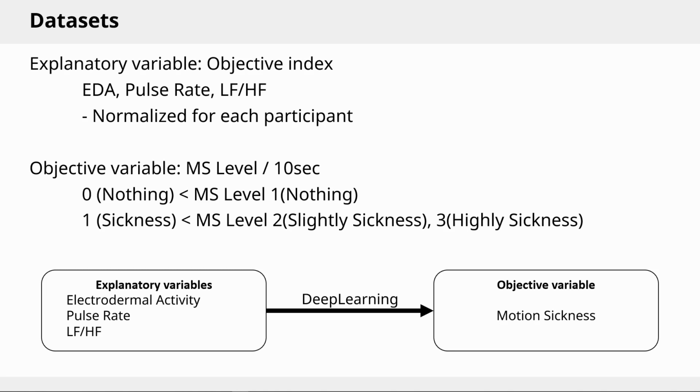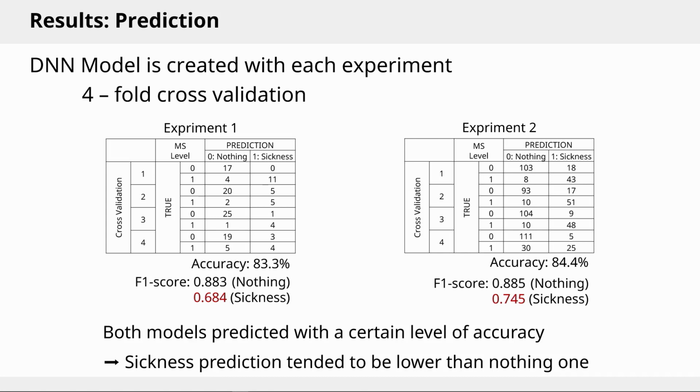When predicting motion sickness, as there were few cases of level 3, we set it to 0 and 1. So we set motion sickness level 1 to 0, and motion sickness levels 2 and 3 to 1. In fact, DNN models were created for each of experiment 1 and 2, and 4-fold cross-validation was performed. These tables show a summary of the confusion matrix of the cross-validation. Left is experiment 1, and right is experiment 2. As you can see, both can be predicted with a certain level of accuracy. However, the sickness prediction tends to be lower than the non-sickness one.